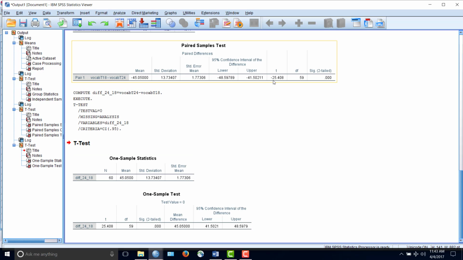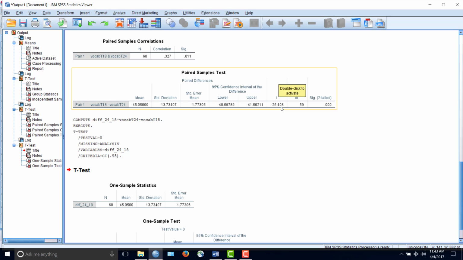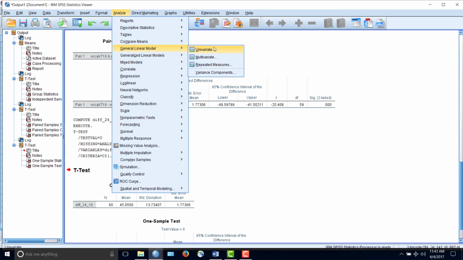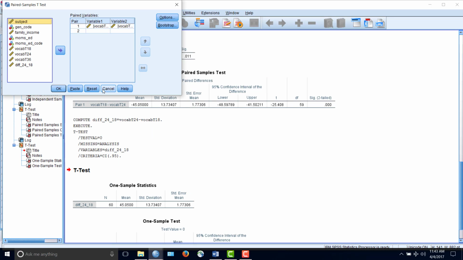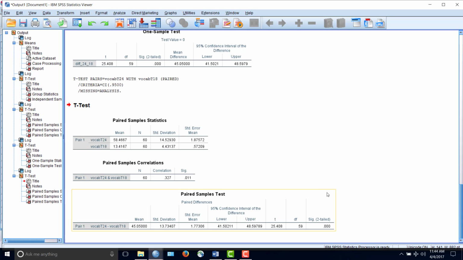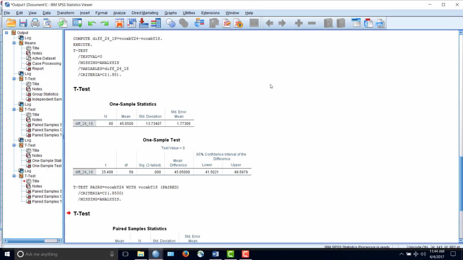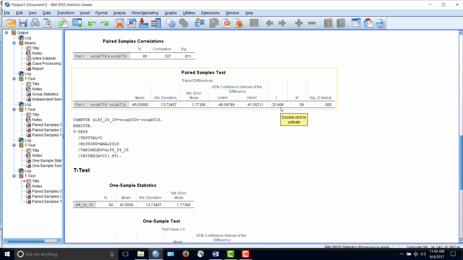The only difference is that this is negative and this is not negative. But the only reason why this one is negative is because of the way we coded. So if we had put these variables in the paired sample as 24 and then 18, it should throw a different result. So let me reset this. So I'm going to compare 24 months with 18 months, which is the same thing as comparing 18 months with 24 months, except in the reverse order. And we'll see that this t-test is exactly the same across all of these. So that just has to do with the order.